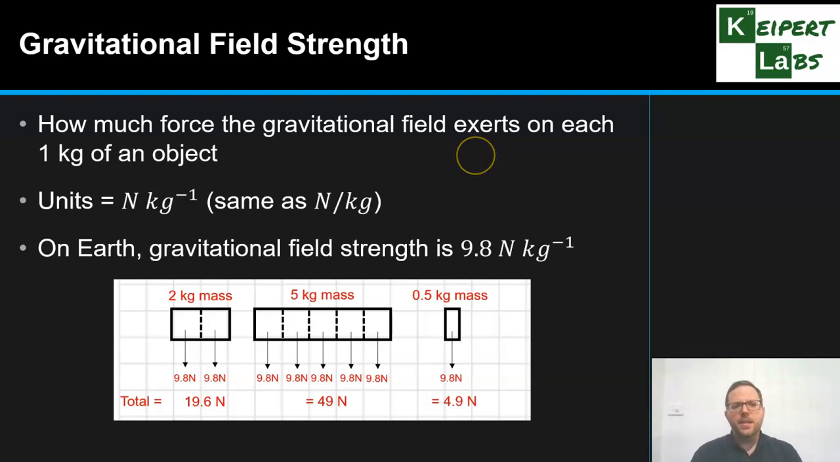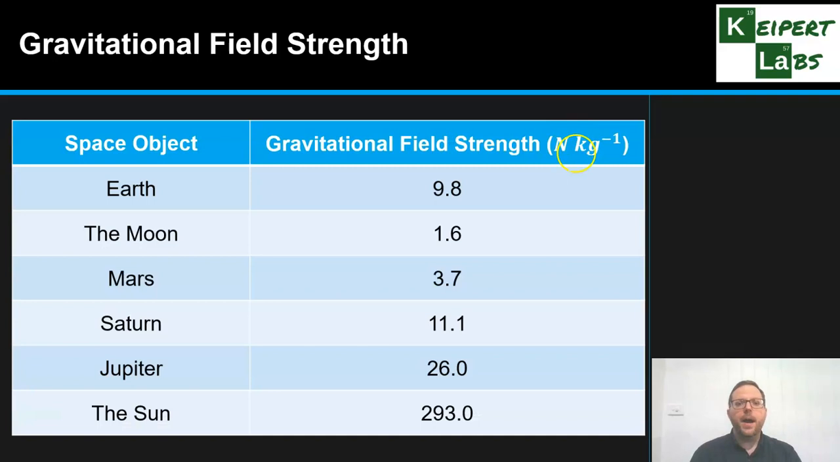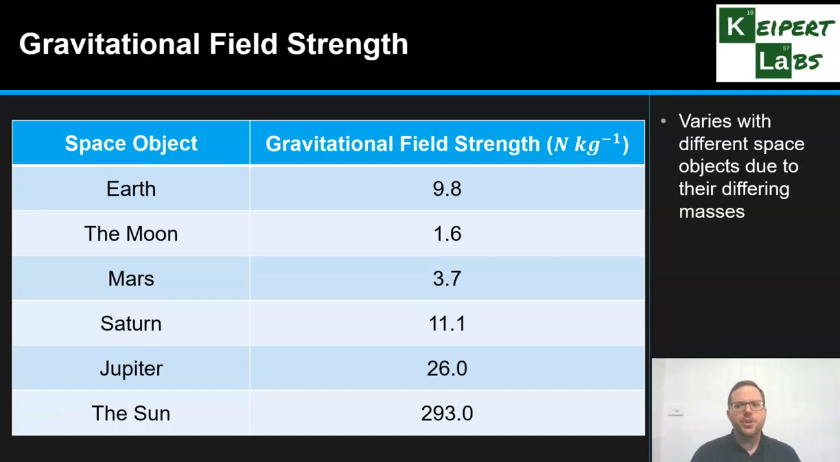So we can see that we can calculate the total amount of force an object is experiencing because of that gravitational field. But what happens if we go to different places in the universe? The Earth has a certain number, but other objects are different. So we can see the Moon, Mars, Saturn, Jupiter, and even the Sun. All of these have very different gravitational field strengths. Some, like the Moon and Mars, are lower than Earth's. Others, like Saturn and Jupiter and the Sun, this is just a selection, are much, much larger.